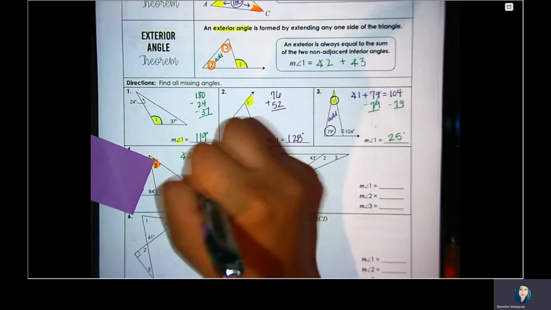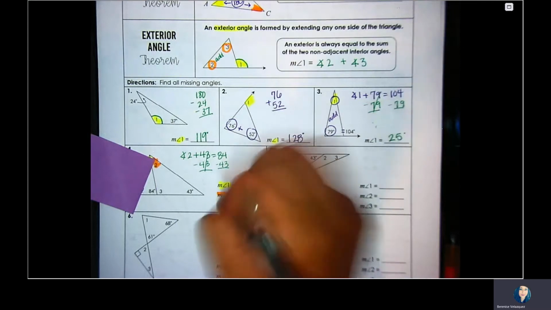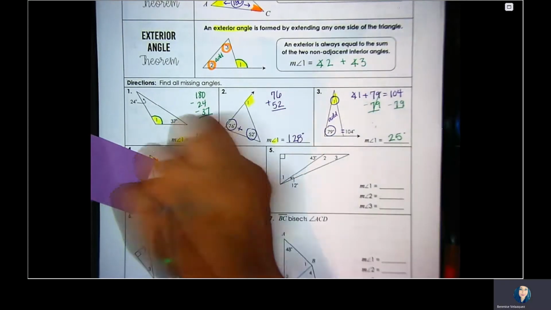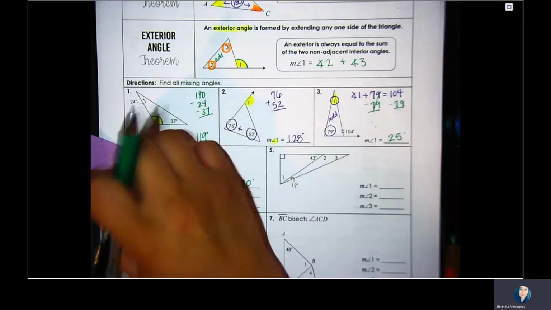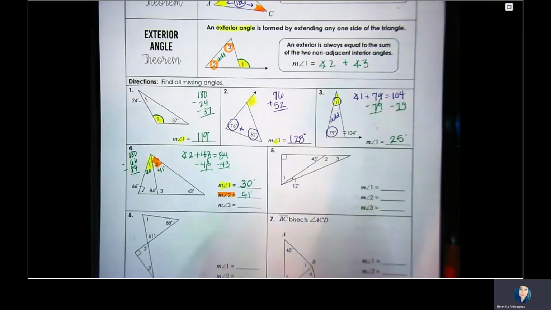And then that'll give you your answer for angle 2. So 84 minus 43 is going to be 41. Okay, so I'm going to put that number here. That's 41. Now I'm going to uncover this. My last angle is angle 3.